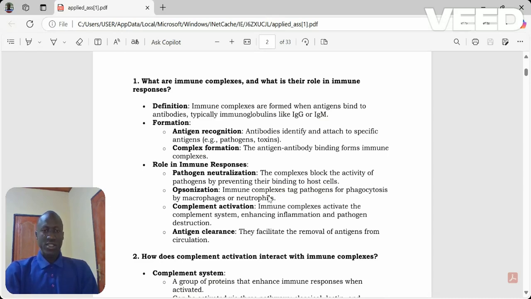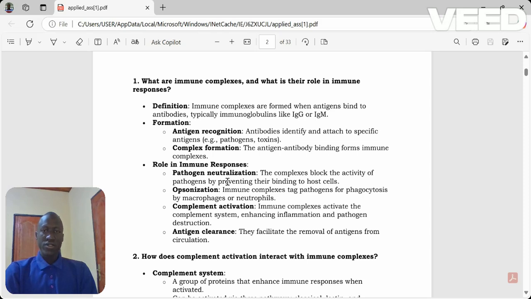We have been given a task on applied immunology. I'm going to be presenting from question 1 to question 5. So let's go and see them briefly. Question 1: What are immune complexes and what is their role in immune responses?